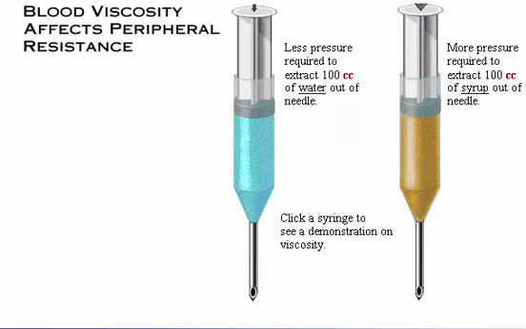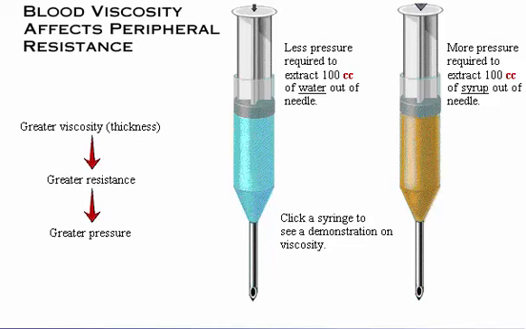Besides vessel diameter, blood viscosity also affects peripheral resistance. Viscosity is related to the thickness of a fluid. The greater the viscosity, the less easily molecules slide past one another, and the more difficult it is to get the fluid moving and keep it moving. Because of this greater resistance to flow, more pressure is required to pump the same volume of a viscous fluid.